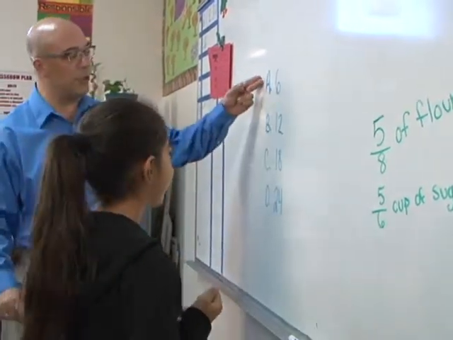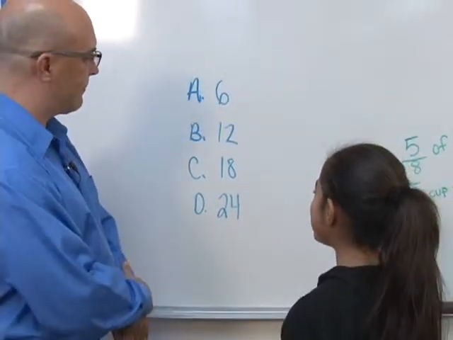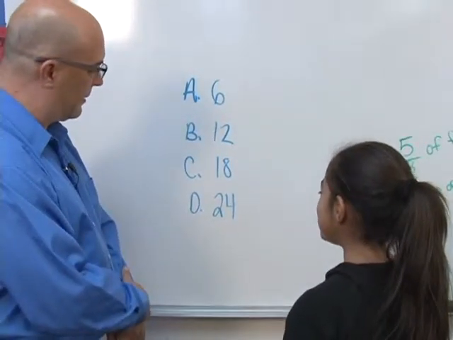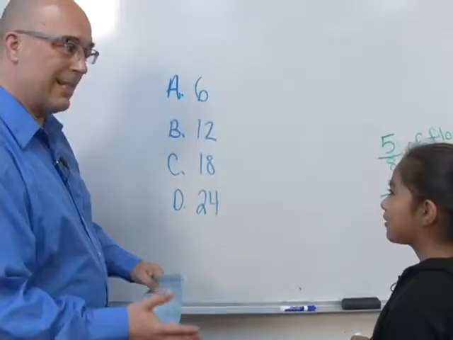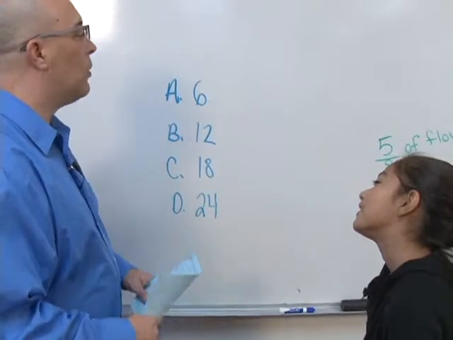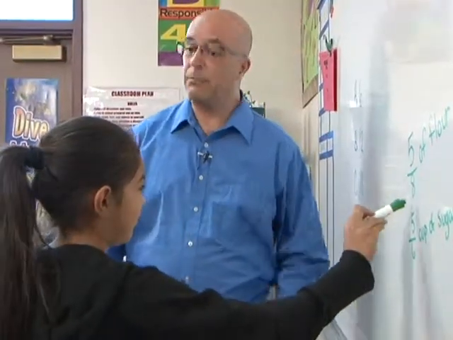And we have some options over here. So why don't you go ahead and tell us what the options are. A 6, B 12, C 18, D 24. Now, it asks for the least common denominator. Do you know what that means? No. Okay. What part of the fraction do you think is the denominator? The bottom one. Perfect. So you already know what you're talking about.